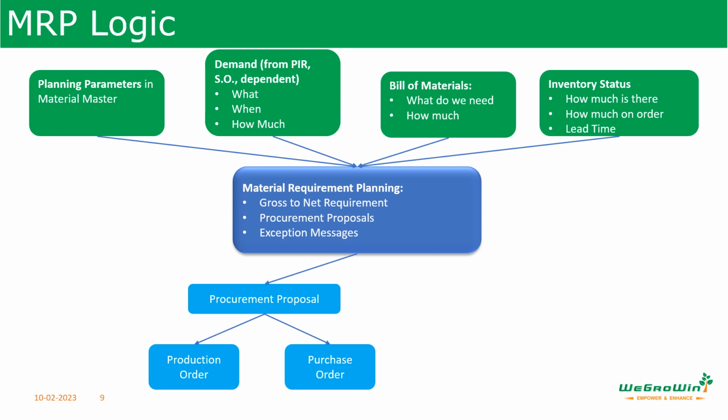And another output from MRP is the exception message. The exception message is where the system will say that there are some orders which we need to prepone or postpone or cancel, because the situation in the business is changing on a daily basis. So we need to prepone or postpone or cancel some orders depending on the situation of the market. So the exception messages are very important. All these things we'll discuss later.